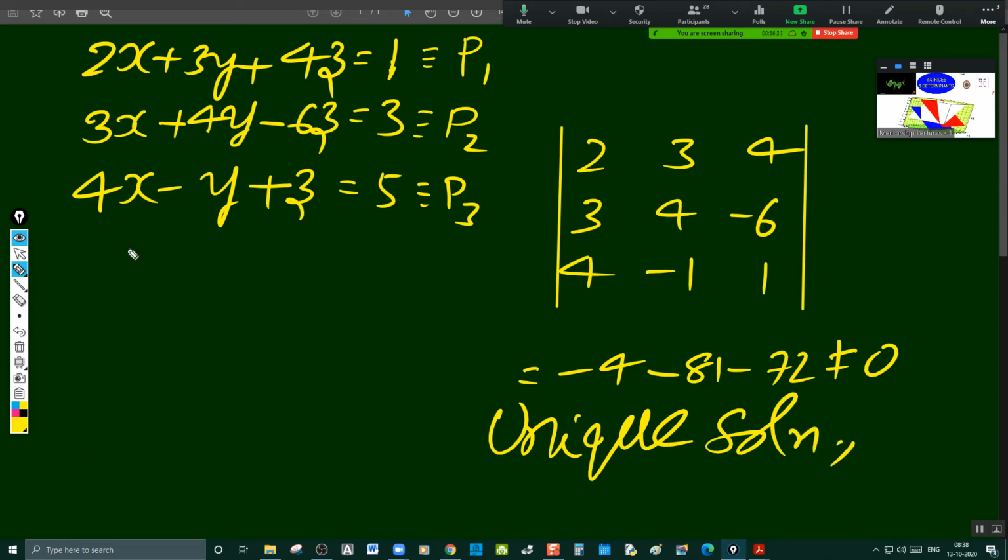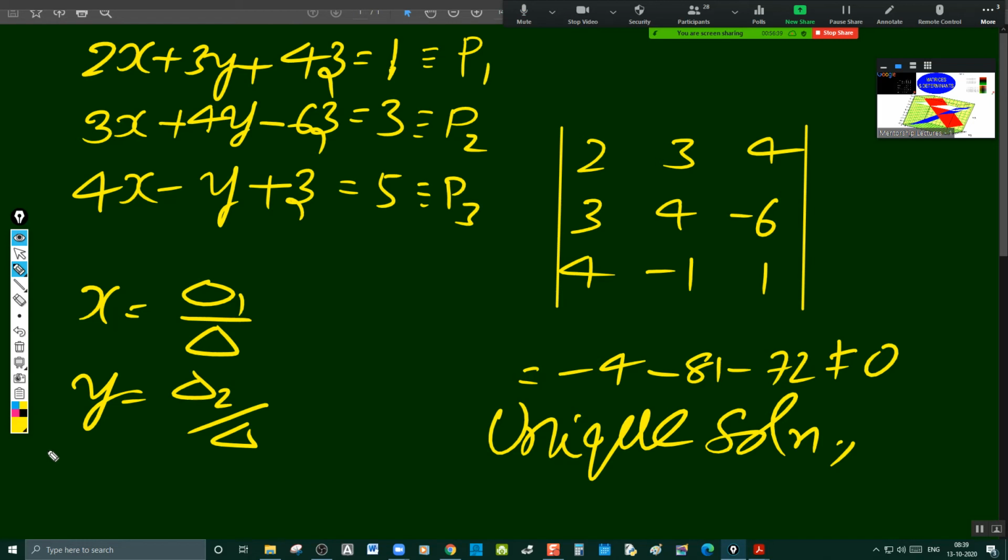How do we say that? According to Cramer's rule, x is equal to delta 1 by delta, y is equal to delta 2 by delta, and z is equal to delta 3 by delta. And if delta is not equal to 0, it will definitely have a unique solution. But for many solutions, what we do, all become 0. Delta 1 becomes 0, delta 2 becomes 0, delta 3 becomes 0, and even delta also becomes 0.